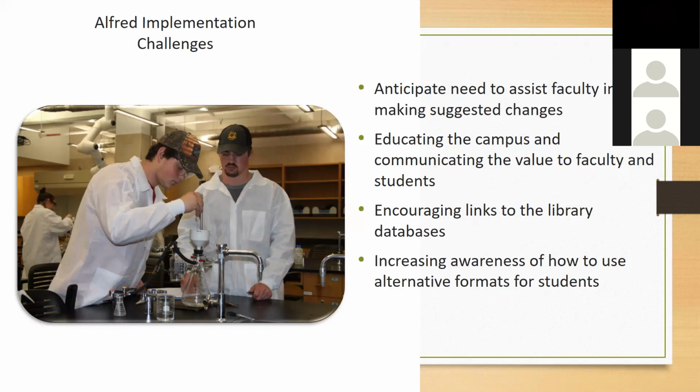Then educating the campus and communicating the values. That goes along the same lines, but really educating the campus as a whole. So our accessibility services office, our advisors, our academic advising center, just letting everyone know that these resources are out there. We talked with our student senate and they made an announcement at their meeting. We hosted a table in our student union and had students walking by, and we'd flag them down and tell them about the cool tools that Ally had.